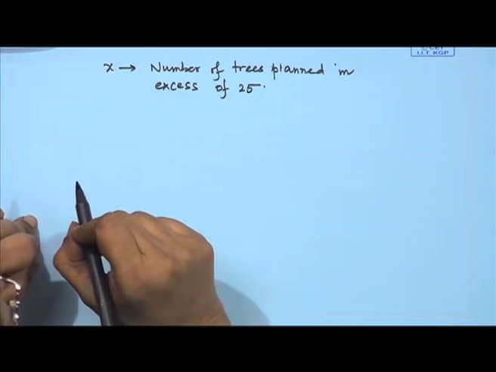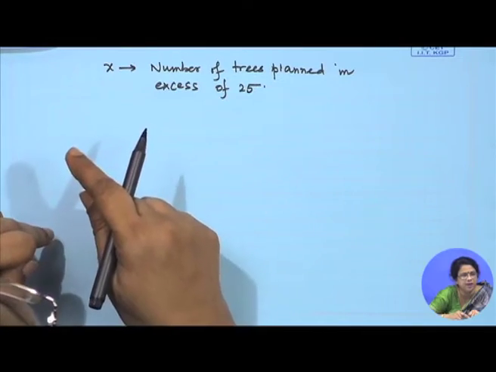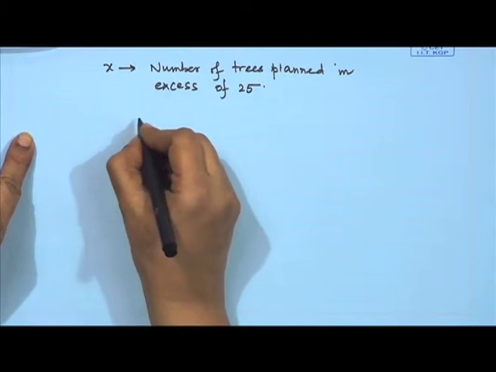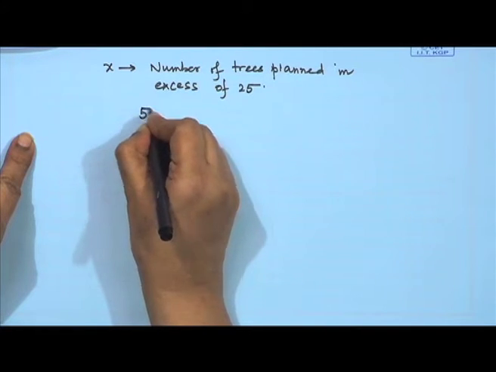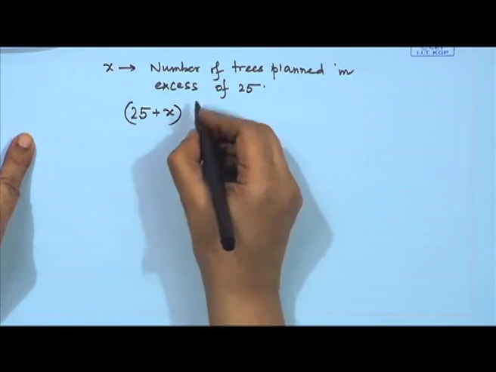If x is equal to 1, then how much yield will he get? He will get 500 minus 10 into 25, because there are 25 plants. Okay? Now, if there are x number of plants, 490 into 26, because 25 plus 1 is 26. Now, if there are x number of plants, then what should be the total number of plants? It would be 25 plus x.